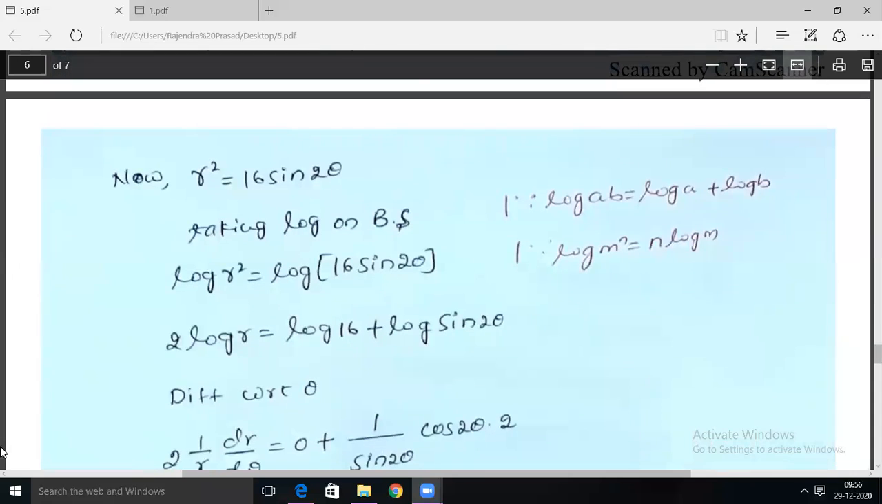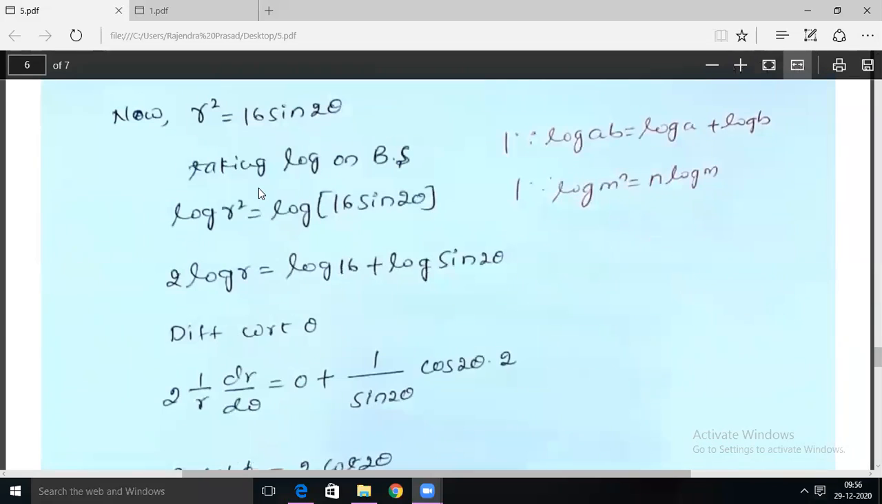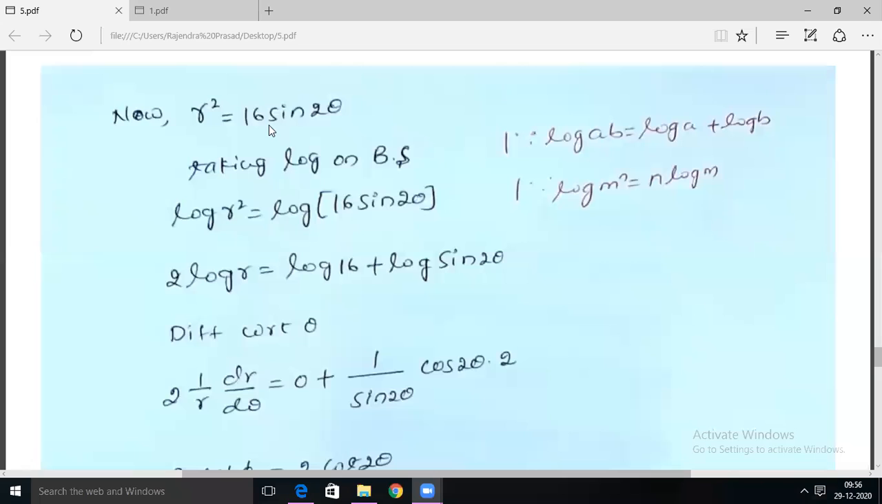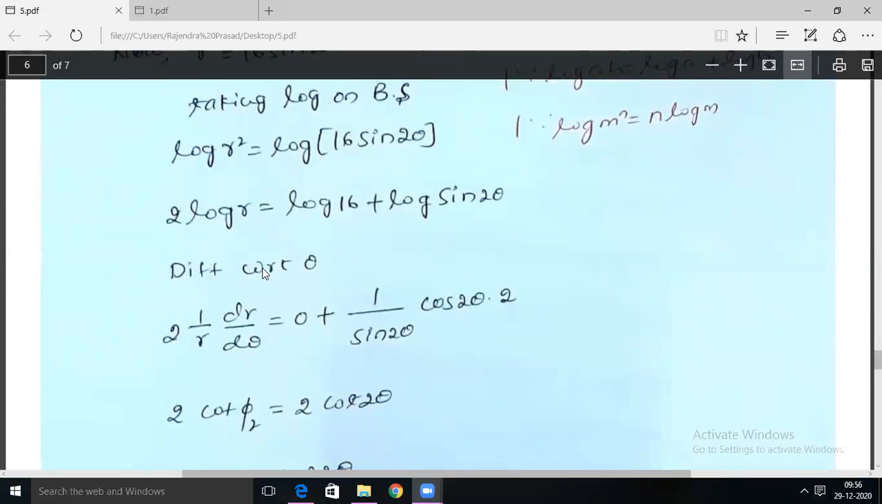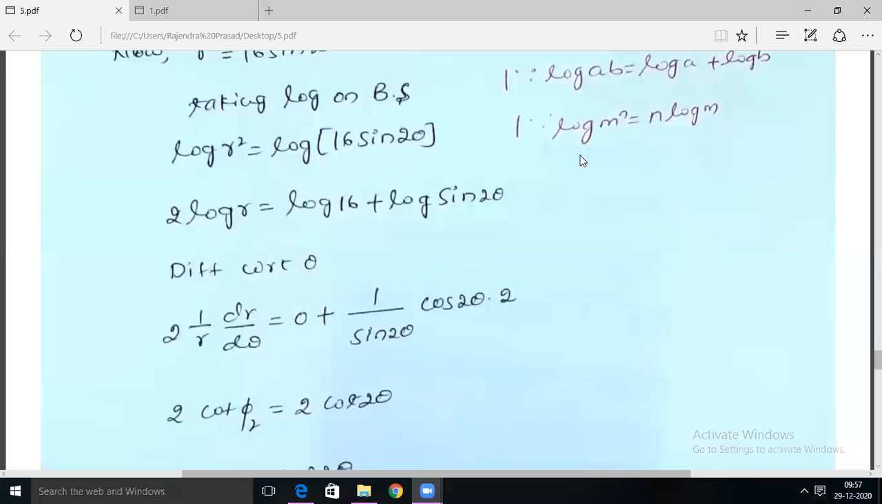Next, we shall consider the second polar curve: r square is equal to 16 sin 2 theta. Same procedure we have to follow. Taking log on both sides: log r square is equal to log of 16 sin 2 theta. This is of the form log a into b, which is log a plus log b. Now differentiate with respect to theta. On the left hand side, log r square can be written as 2 log r, because log m to the power n is equal to n log m. So 2 log r is equal to log 16 plus log sin 2 theta.